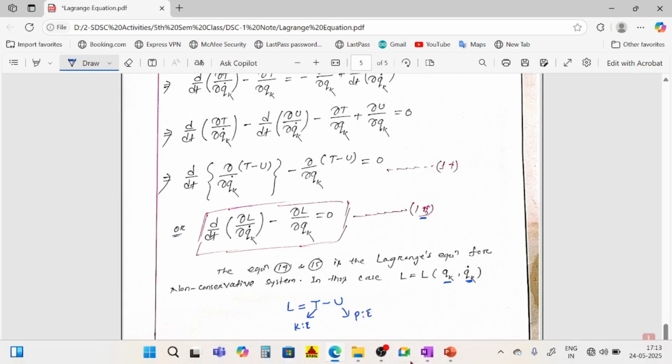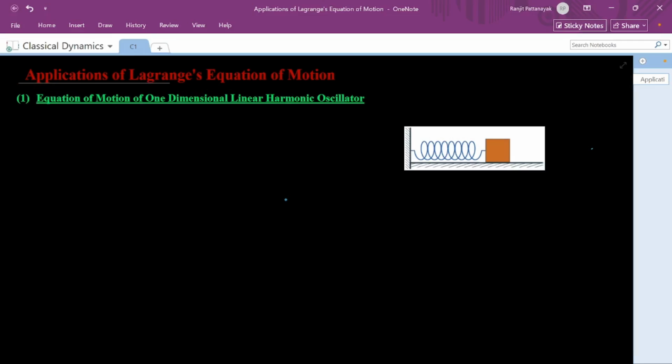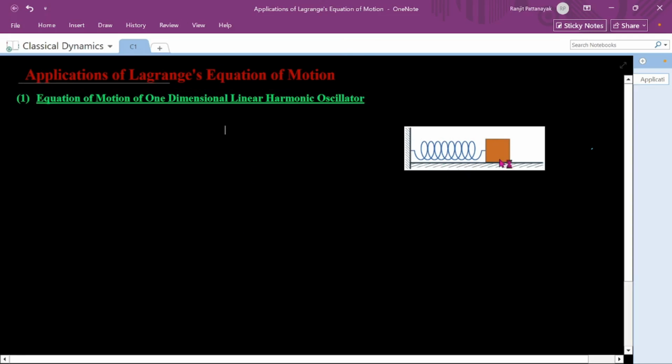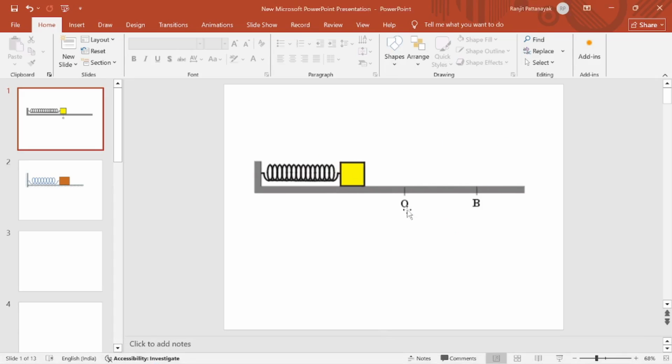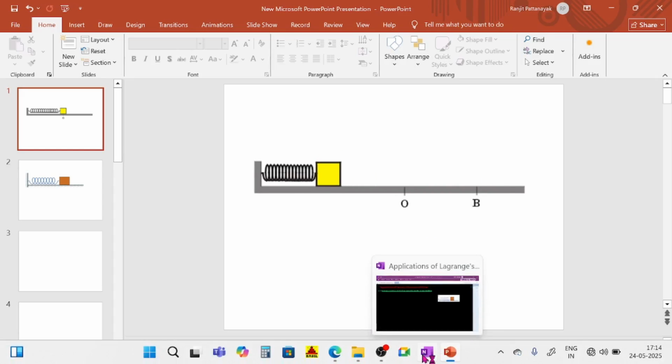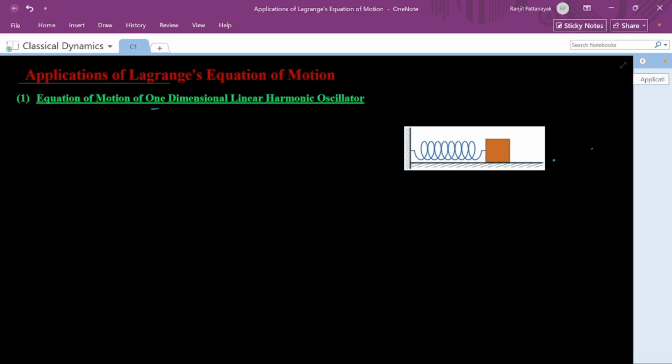Now consider today's problem, that we have to find the equation of motion of a one dimensional linear harmonic oscillator. Here you can see this is a spring system, an object or mass moving to and fro about its mean position. O is the mean position, and about it the motion is to and fro. So this figure represents the one dimensional harmonic oscillator.